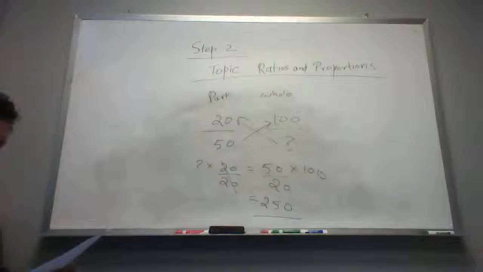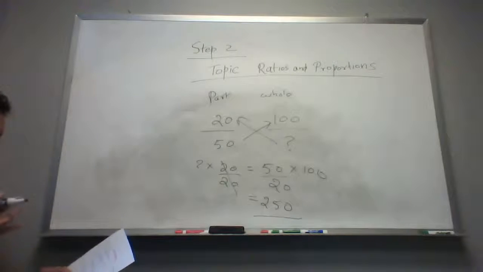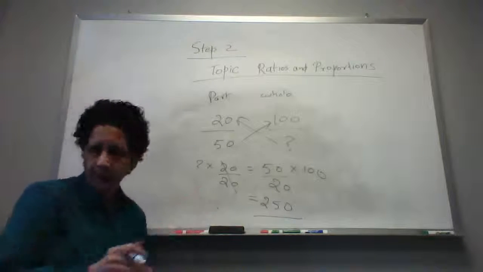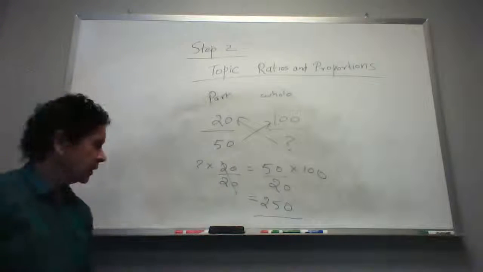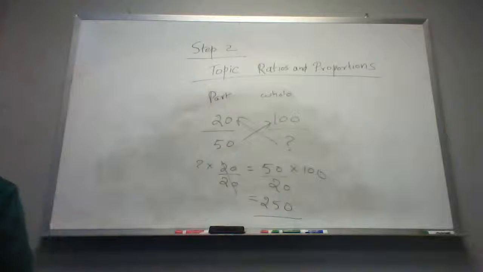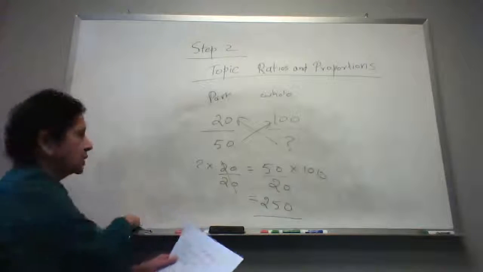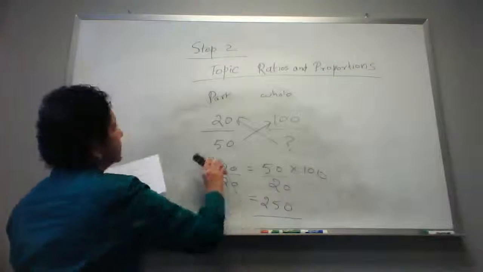Okay, so the total is $250. 20% of that is $50. Okay, so that's how these problems work. And this has a lot of other applications. So we are going to do some other applications at this point. Let's move on to the next page here.